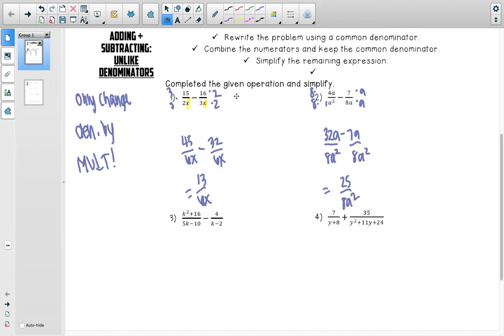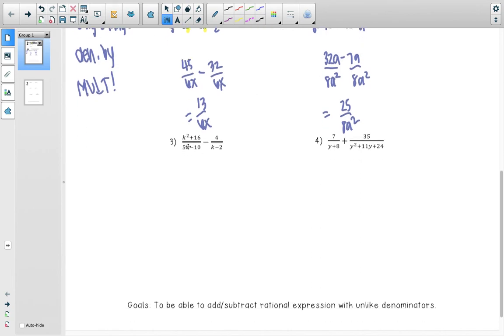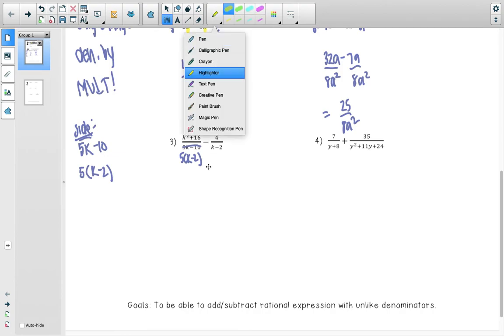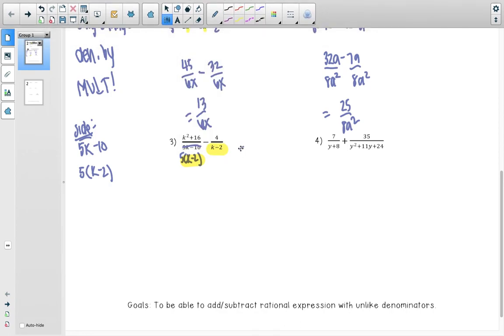Okay, so those are monomials on the bottom, so they're pretty easy, but when you get more than one term, so a binomial or a trinomial, you're going to have to factor. So I'm just going to do what I call side work, and look at this bottom right here, because that's what I need to focus on. And I can factor out a 5 and that gets me k minus 2. So they both have a k minus 2 in common. The only thing they don't have in common is the 5. So you're going to have to multiply the right fraction by 5.